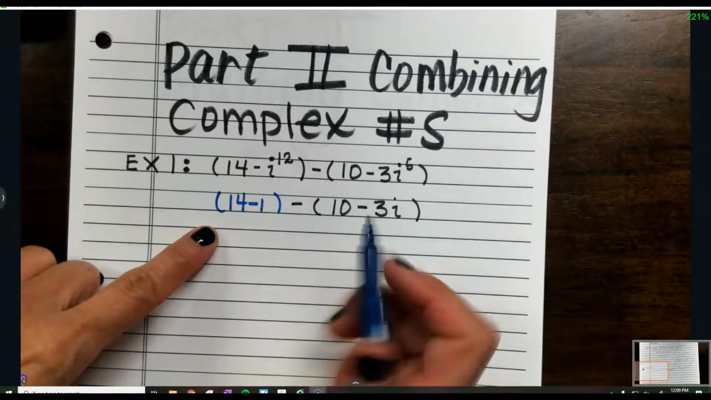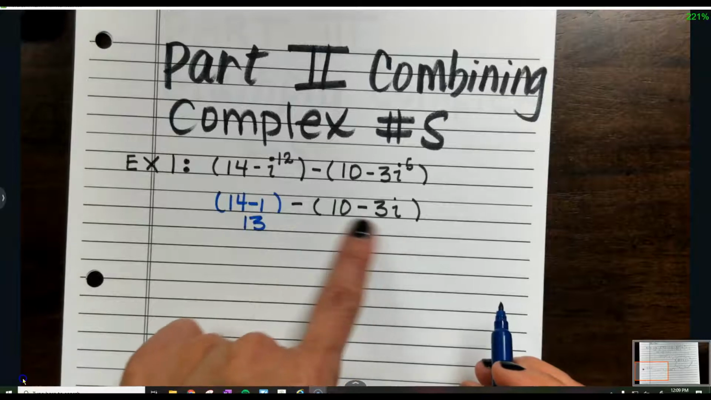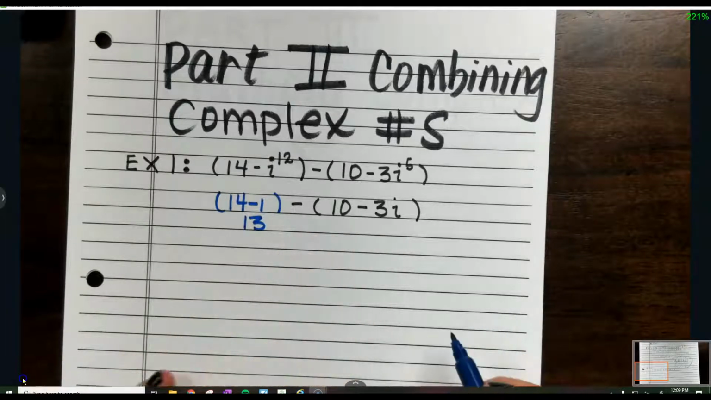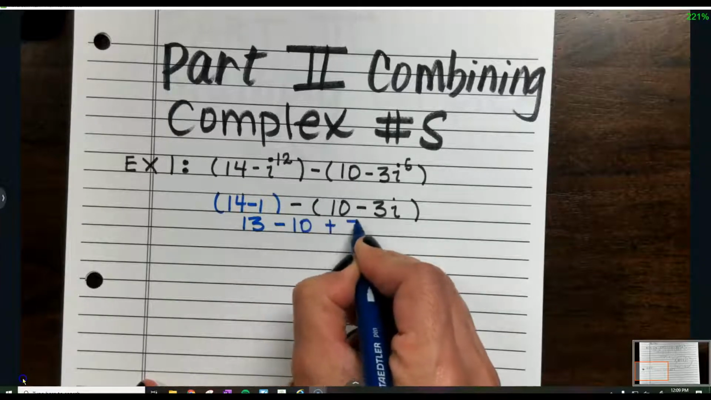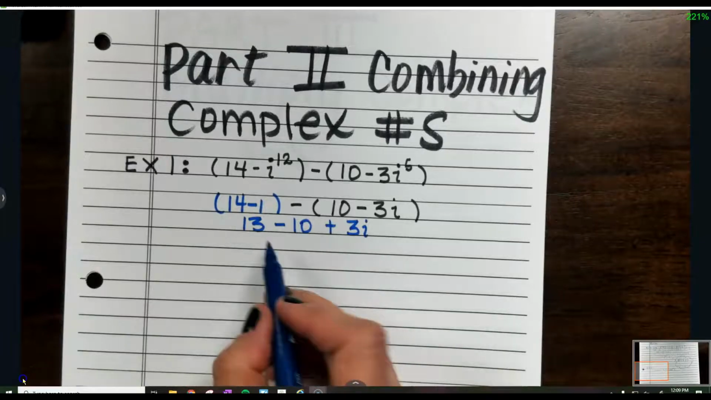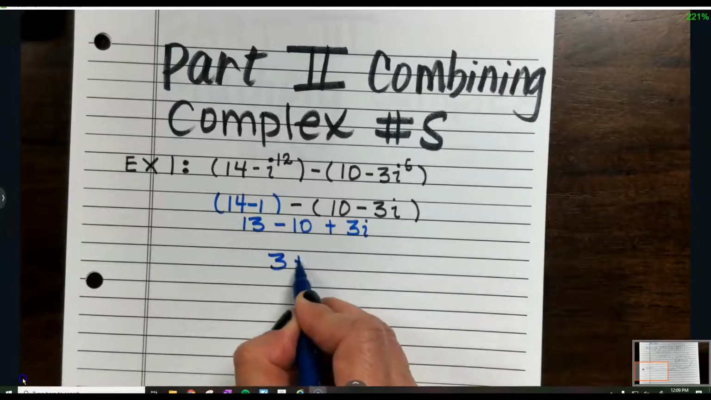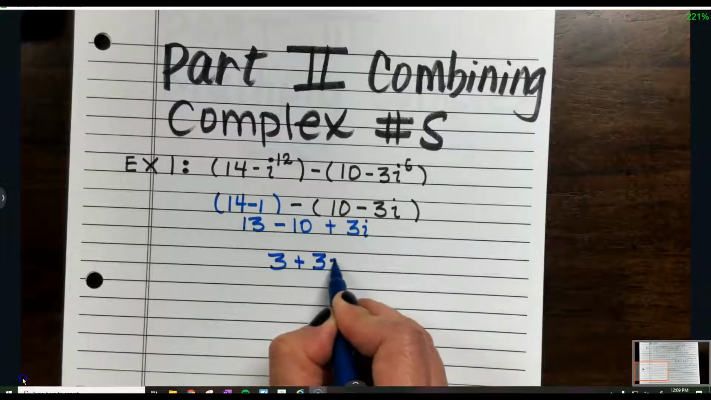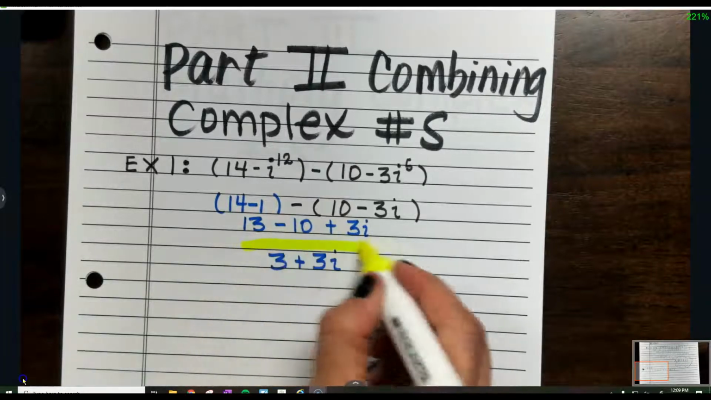Okay, so 14 minus 1, of course, is 13. I'm going to go ahead and simplify that, and then don't forget we're going to distribute, y'all. So this is minus 10, and then plus 3i. So this is going to turn into a real part of 3, and then just bring down your imaginary part of 3i. And that's it. That's the review for the first one.